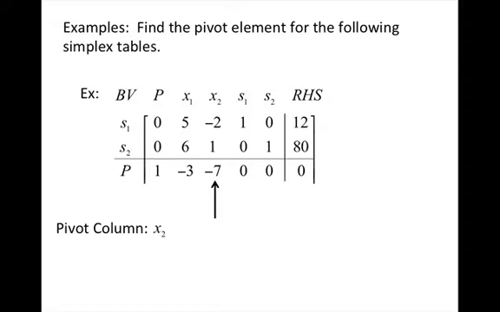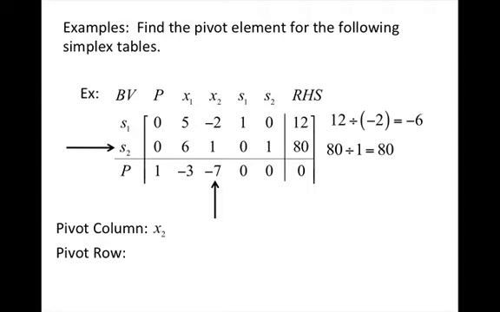Now I take the right-hand side and I divide it by the elements in the x sub 2 column. So 12 divided by -2 is -6. 80 divided by 1 is 80. You use the smallest number that's not negative. Since row 1 gave me a negative ratio, I'm not going to use row 1. So my pivot row is going to be row 2.